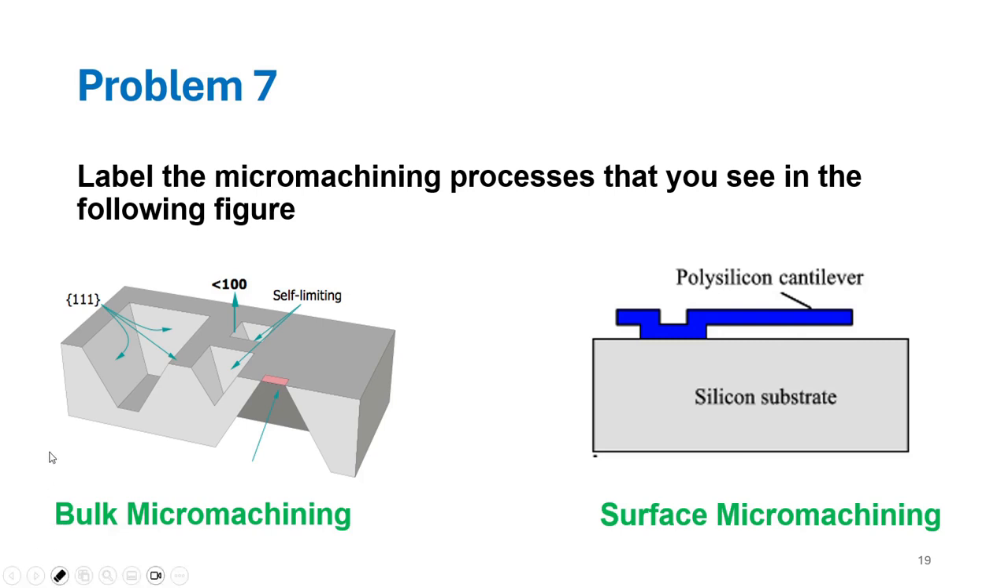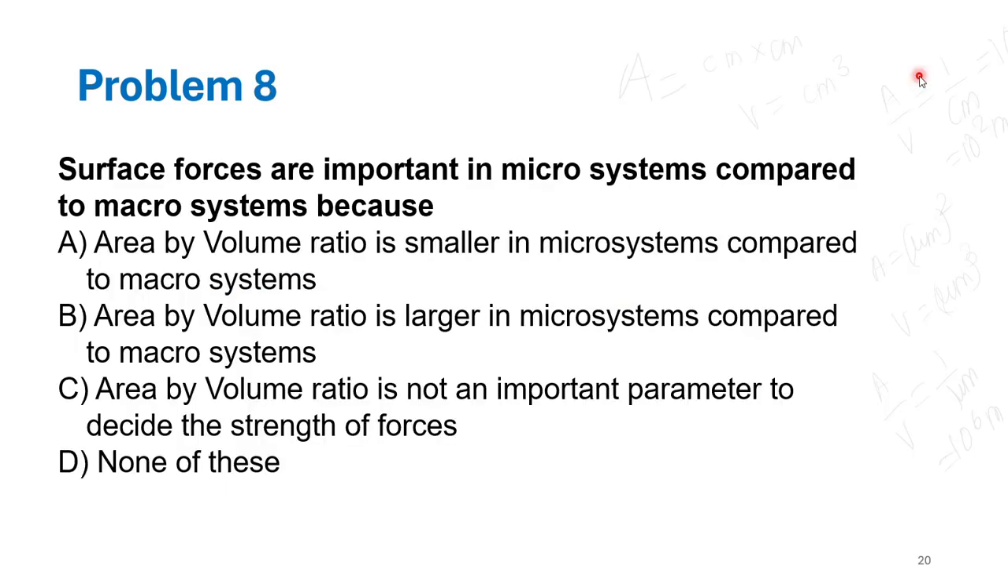Here we do not do anything to the substrate, but we will deposit a film and we'll pattern the film. So this is called surface micro machining, meaning we are just doing the micro machining on the surface. Okay, so any doubts? Okay, so we move on to the next question.